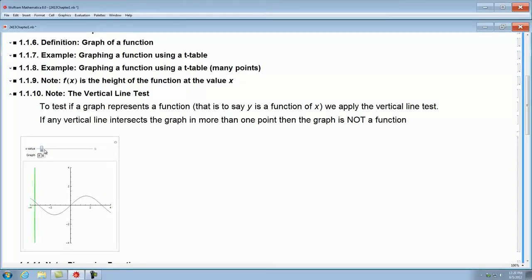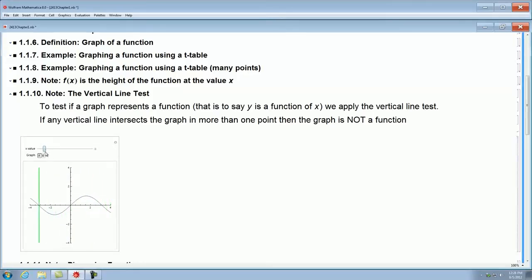If I drag this across, you can see I'm trying to see if this vertical line hits the graph more than once or not. It's hitting it in only one spot, so it's a green line telling me everything's good. This is a function. That's a function everywhere in here.